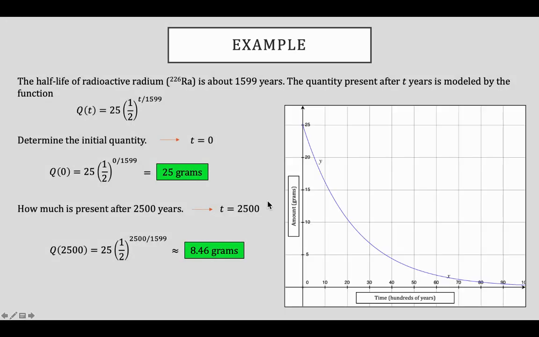All right, and if you were to graph out our function, our Q of t function, this is what it would look like. Notice at time t equals 0, we have 25 grams. That's our initial amount. And as time goes on, our amount decreases exponentially. We have exponential decay. All right, that's the end of chapter 3.1, exponential functions.